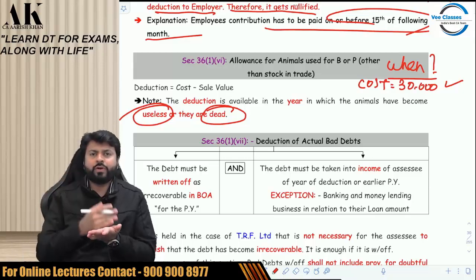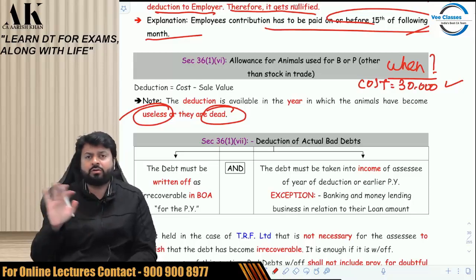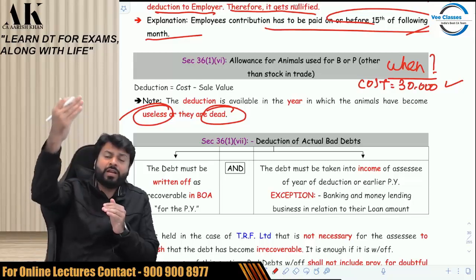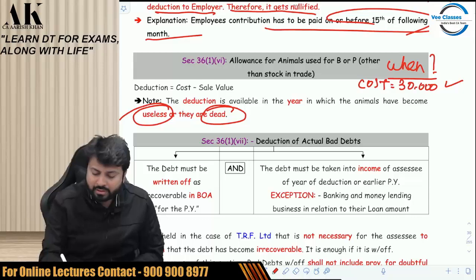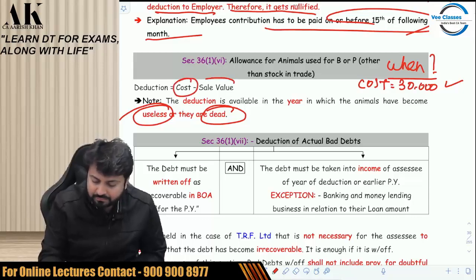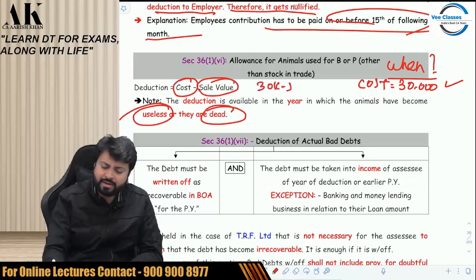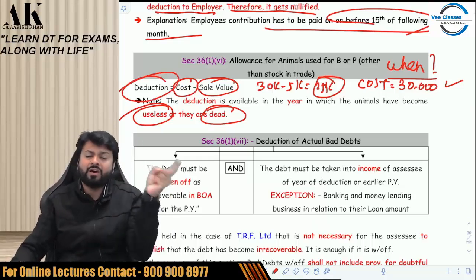So in 22-23, I purchased an animal for 30,000 rupees. I will not get the deduction in 22-23. I will get deduction say in 25-26 when the animal is dead or has become useless. How much? Then you have to compare the cost, that is 30,000, with the sale value. Say the sale value is 5,000. Then 30k minus 5k, 25,000 will be considered as deduction in the year in which the animal is dead or has become useless.